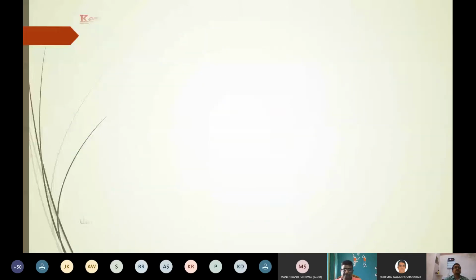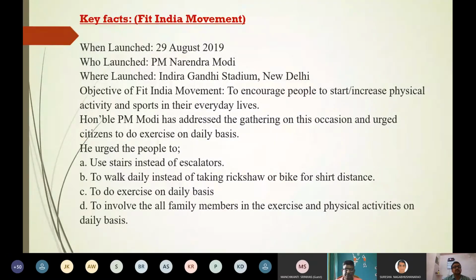Few key facts about this Fit India movement. It was launched on 29th August 2019, last year. Actually, 29th August, many of you must be knowing it, is the birthday of the legend of hockey, the hockey wizard Major Dhyan Chand. So to commemorate his birthday, this day is celebrated as the National Sports Day. And last year on that very day, PM Modi launched the Fit India movement.